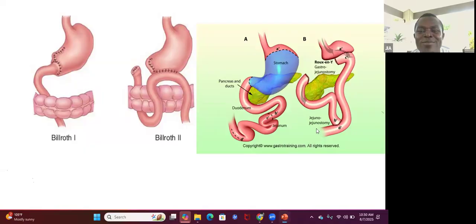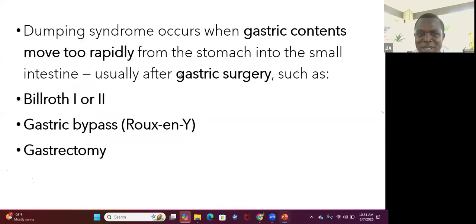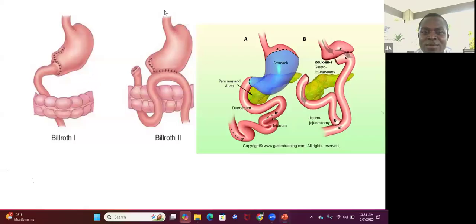So back to dumping syndrome. Okay. We are making it easy here. So let me repeat this once again. It's saying it occurs when gastric contents move too rapidly from the stomach into the small intestine. Okay. When gastric contents come from the mouth, the esophagus, it gets to the gastric organ.